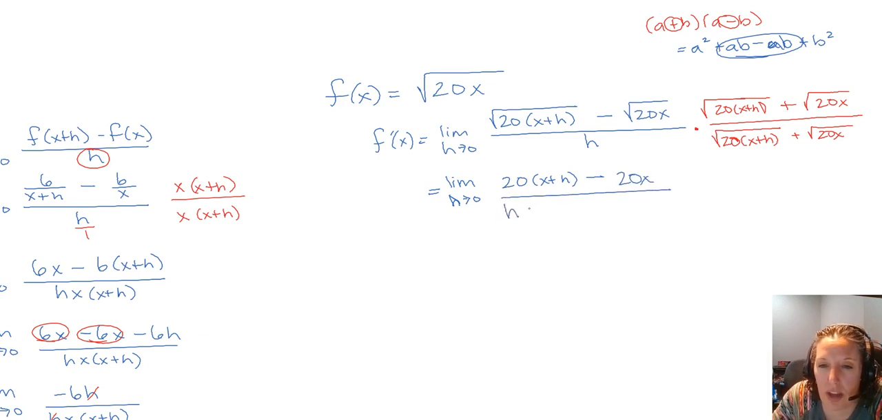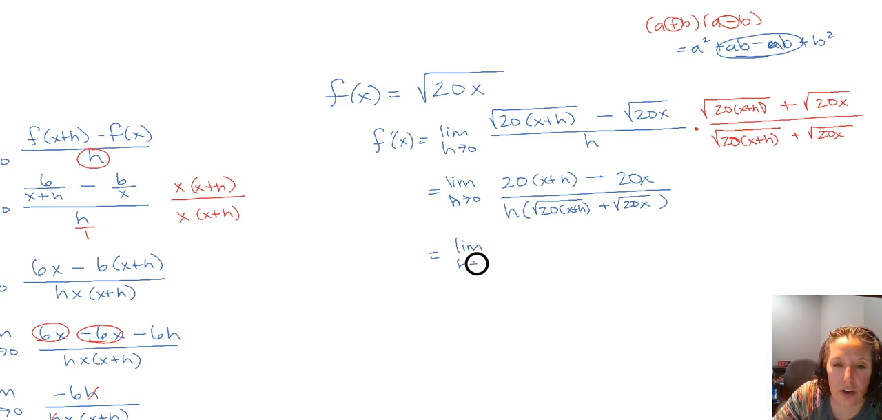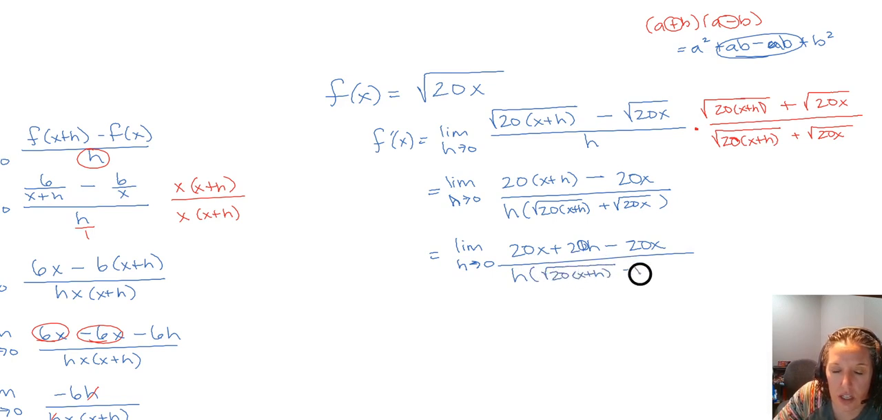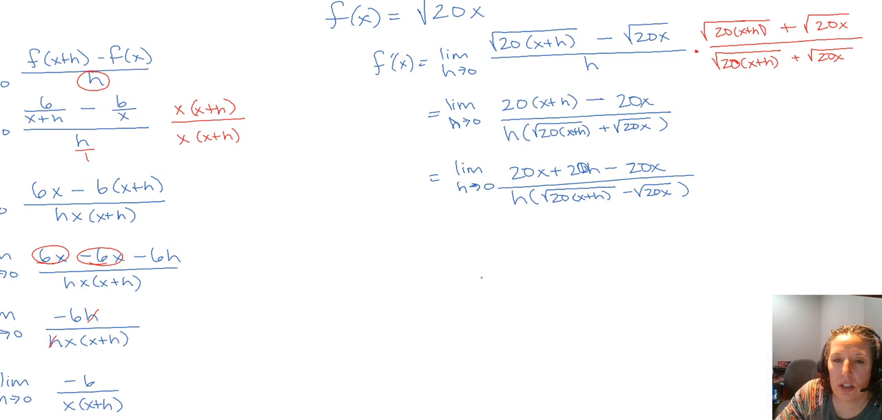In the denominator, we still have that whole thing, h times the square root of 20 times x plus h plus the square root of 20x. And if we distribute that 20 and combine like terms in the numerator, we're going to get 20x plus 20h minus 20x. Our denominator doesn't change. When we combine like terms there, our numerator simplifies to 20h.